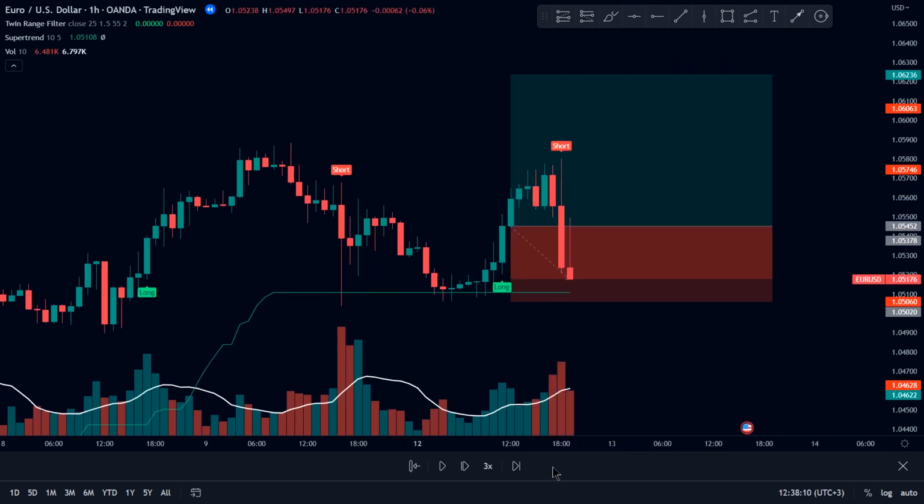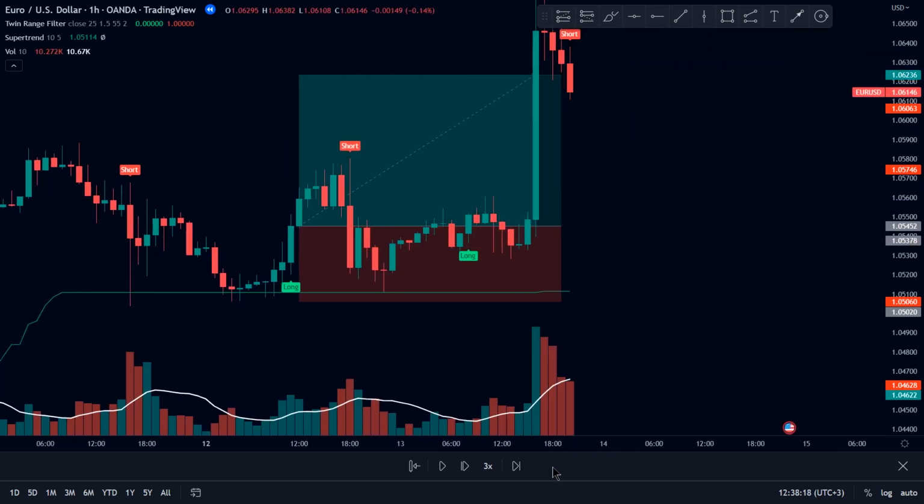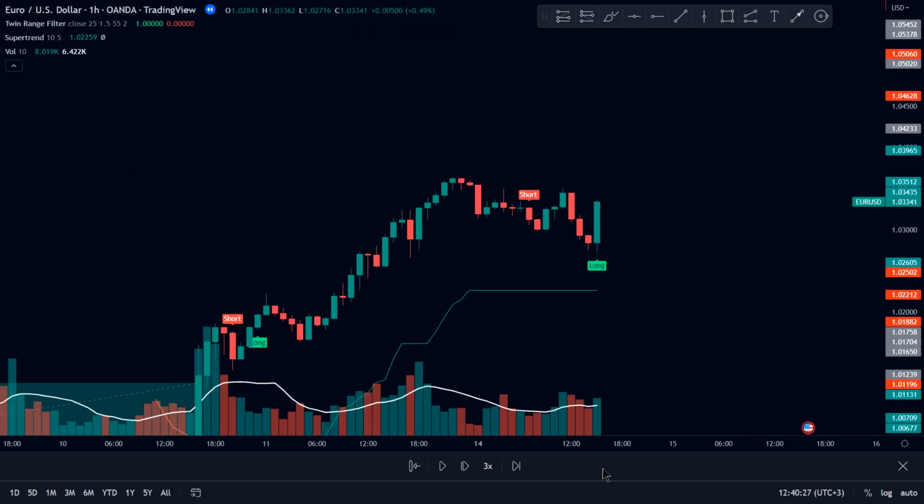We let this trade run and hit full TP. Now here's another example.